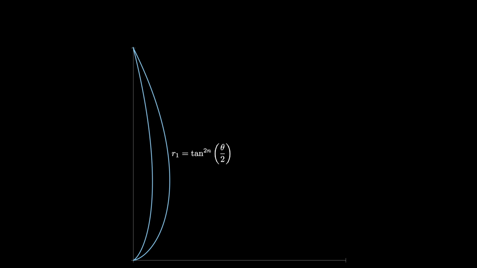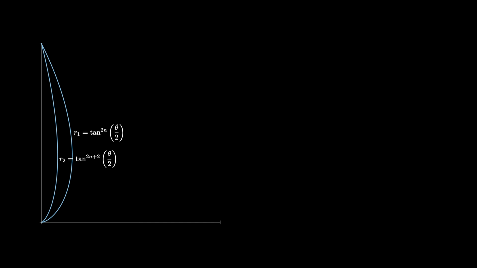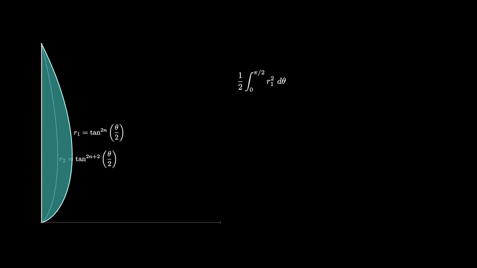We begin in the first quadrant and we plot two polar curves that are part of an infinite family of polar curves. The first one is r1 equals tangent to the 2n of theta over 2, and the second one is r2 equals tangent to the 2n plus 2 of theta over 2. Our goal is to find the area between these two curves. We can do that by first finding the area between r1 and the y-axis, which is given by 1/2 the integral from 0 to pi over 2 of r1 squared d theta. Then we can subtract the area between r2 and the y-axis, which is given by 1/2 the integral from 0 to pi over 2 of r2 squared d theta.